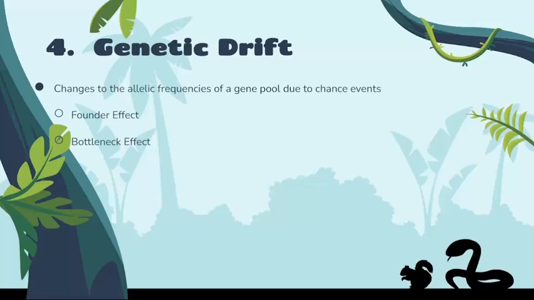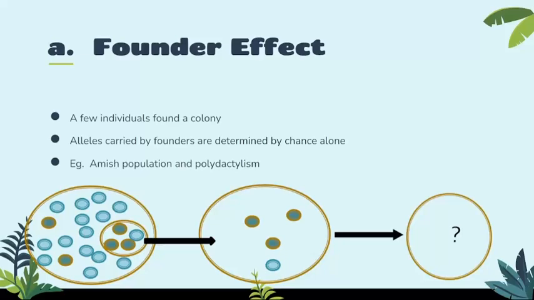Genetic drift. We're going to talk about the idea that there could be changes to allele frequency completely due to a random event. So there are 2 effects that we learn: the founder effect and the bottleneck effect. So for the founder effect, let's say a couple of Europeans founded a colony in North America.